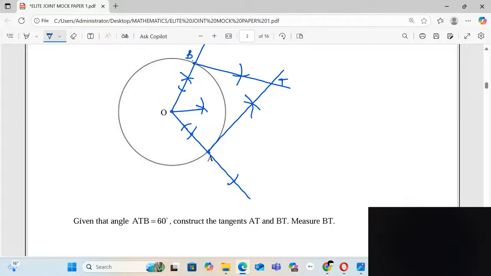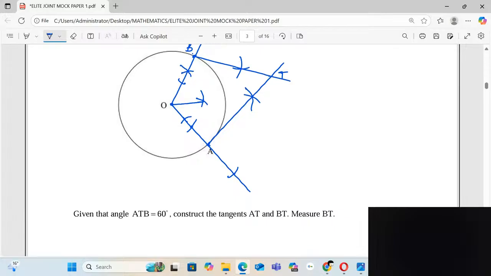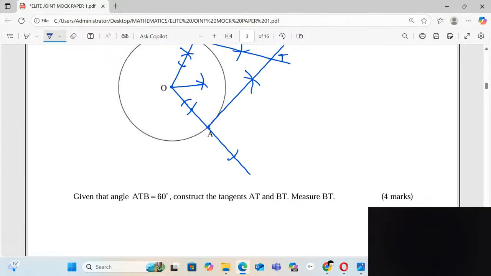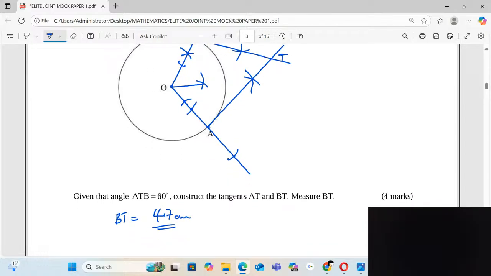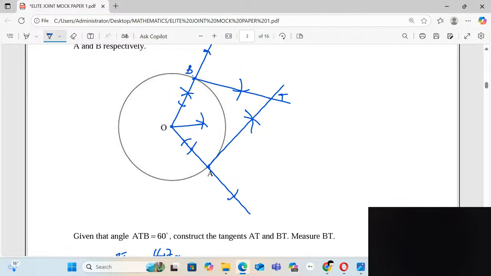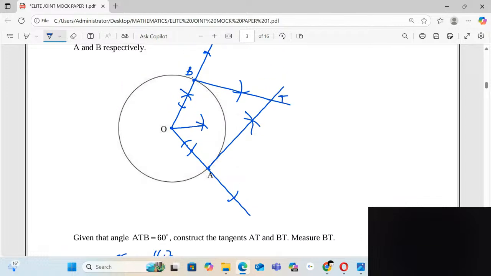Now these are the tangents, BT and AT. Then measure BT. You measure the distance from B to T. While constructing a perfect one, you're going to get BT to be something close to 4.7 centimeters. So when you construct it, you're going to get something closer to 4.7 centimeters.